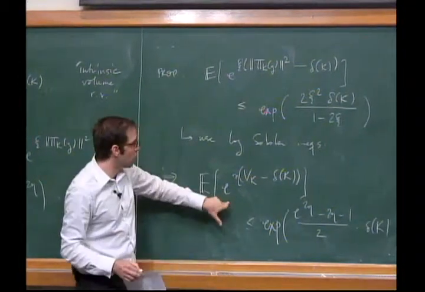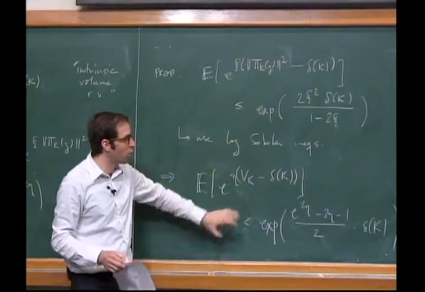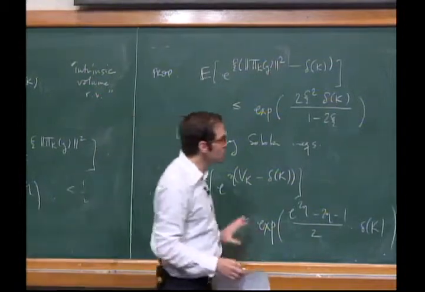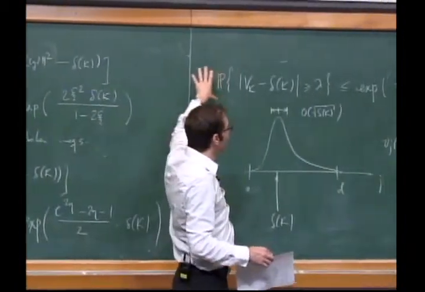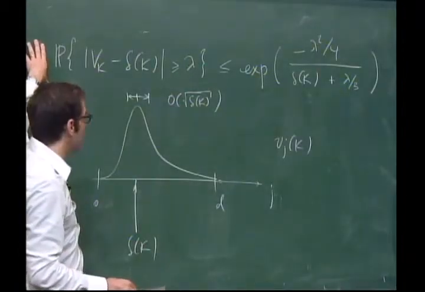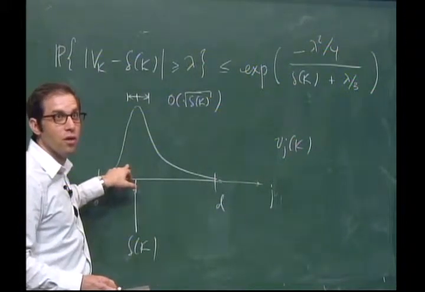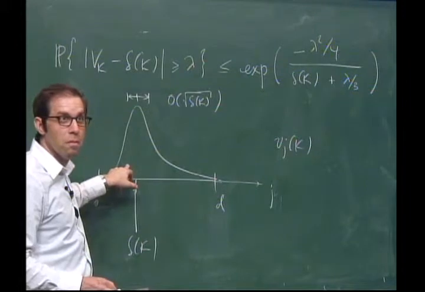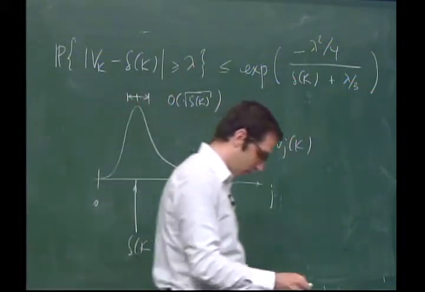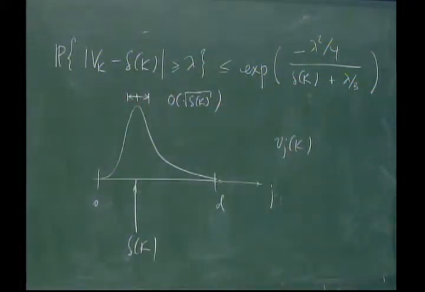Combining these two results, you get a bound for the moment generating function of the intrinsic volume variable. Then apply the Bernstein trick to get the concentration inequality. And that gives you exactly the picture that I drew on the board before. All right. Great.